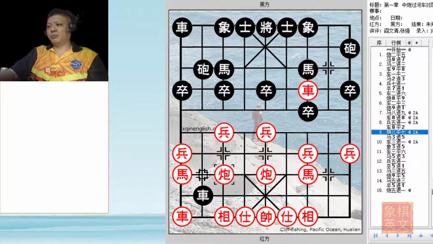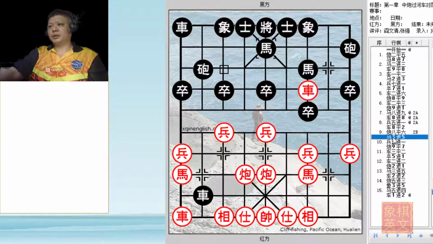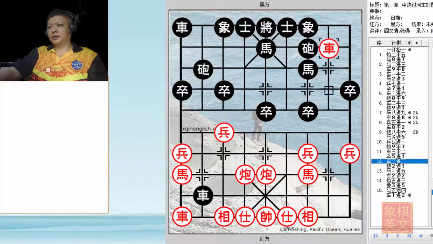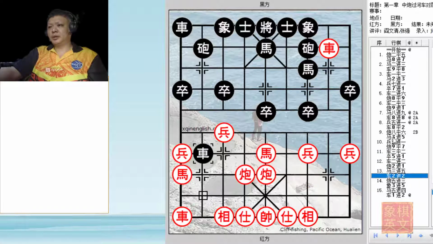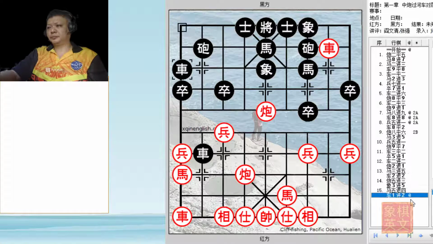In the past, C8 equals to 6 was played for the 5-6 cannons. Black will retreat, attack, dislodge, attack, link cannons. A very good move to prevent capture. 1 equals to 2. Now black would not have snatched the initiative away.